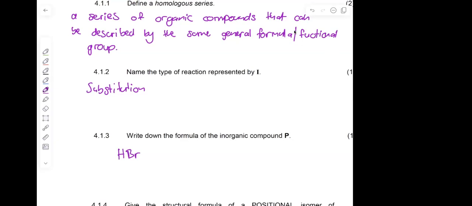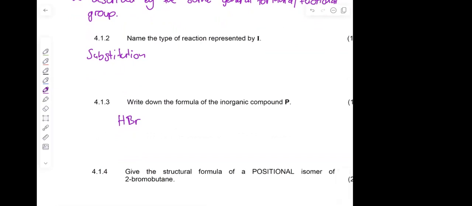Awesome. So let's look at 4.1.4. On our side here, 4.1.4 says, give the structural formula of the positional isomer of 2-bromobutane. Okay, you guys can post the name of it.